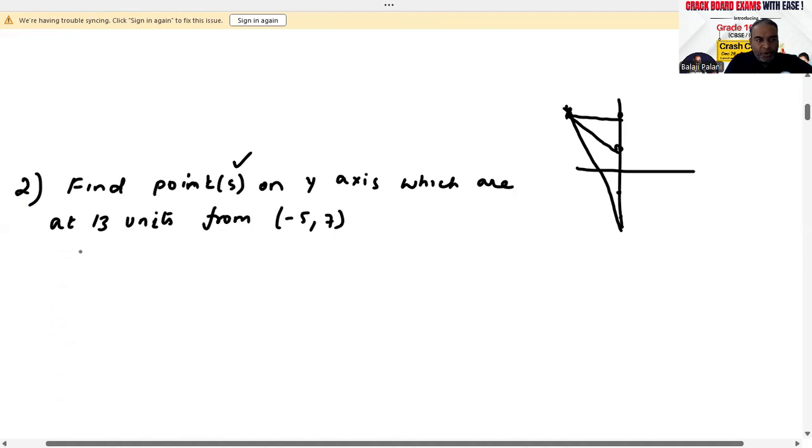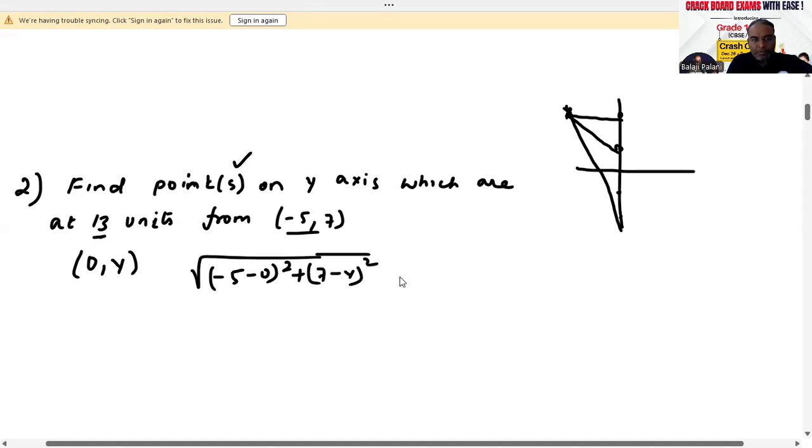Let's find that. Any point on the y-axis is taken as (0, y). And the distance is supposed to be 13 units from this particular point, (minus 5, 7). So let's use the distance formula: root of (x2 minus x1) the whole square plus (y2 minus y1) the whole square is equal to 13. Now, to just do the calculation part, we are squaring both sides. When you square it, the square root gets cancelled. So you have (0 minus minus 5) whole square, that is 5 square, plus (7 minus y) the whole square is equal to 13 square.